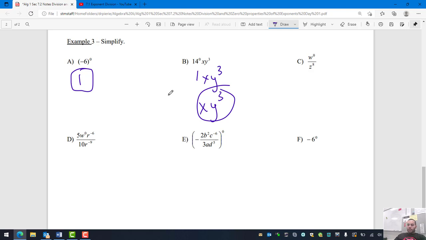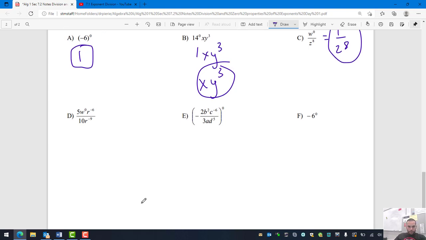For letter C, w to the 0 is equal to 1. Z to the 8th stays z to the 8th. This is the same thing as 1 over z to the 8th. Okay, we'll keep going here.